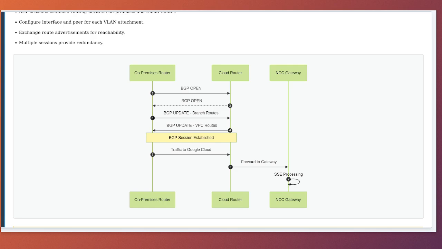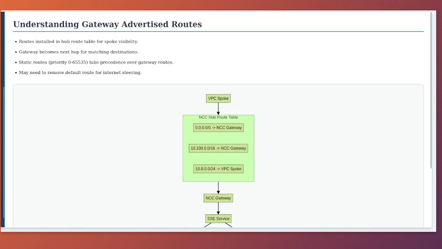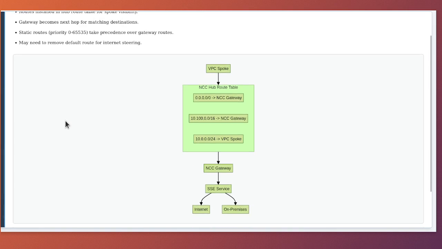When both BGP sessions are established and routes are exchanged, traffic can flow between on-premises and Google Cloud through the NCC Gateway. The gateway ensures all traffic passes through SSE inspection before reaching its destination. Understanding gateway advertised routes. Let me explain how gateway advertised routes work within the Network Connectivity Center architecture. When you create a gateway advertised route, it is installed in the route table of the hub to which the gateway spoke is connected. The NCC Gateway itself becomes the next hop for packets matching this route's destination.